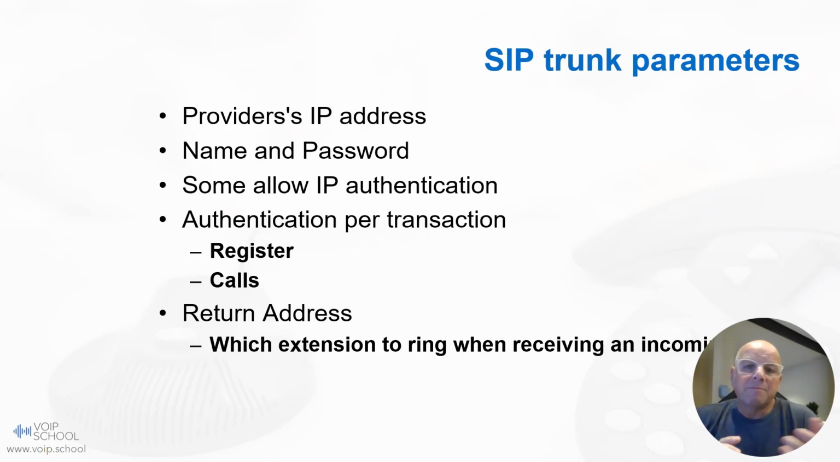The authentication happens per transaction, like registration or individual calls. Additionally, you need to configure the return address or extension where incoming calls should ring when receiving over this SIP trunk from the provider side. So usually the connection is you provide the IP address, name, password, sometimes IP authentication, and you need to provide the extension that will ring when receiving a connection from the SIP trunk.